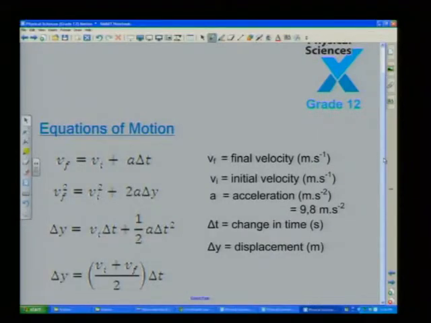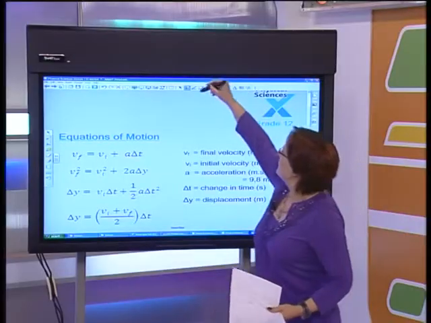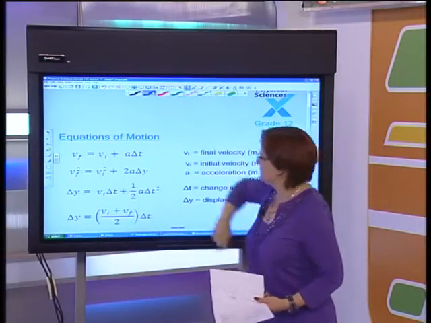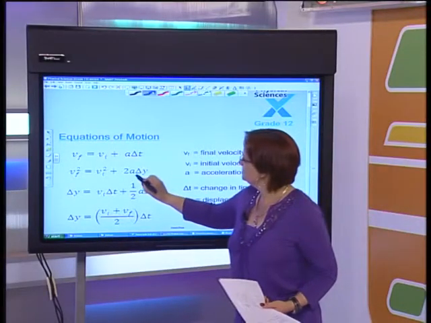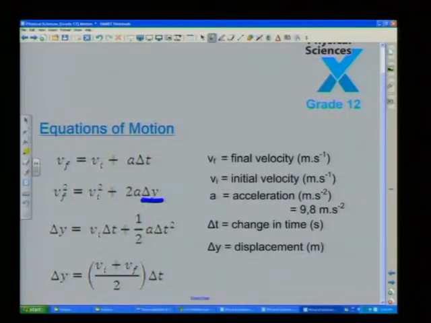So we know that final velocity Vf is equal to Vi plus A delta t. All four of these will be given on your information sheets in your exam, which is great. I just want to highlight one thing for you, because this becomes a problem. I have delta y there, and there, and there.